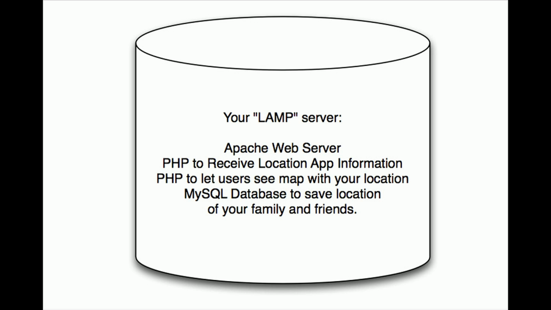Your server will typically run the Apache web server. You'll need one PHP program to receive location information from the app. That program can write the location of all the people who are participating in your location project into a database. These people can be family or friends that have the app and are okay with their position being tracked. Of course, they can turn off the tracking in the app whenever they want.